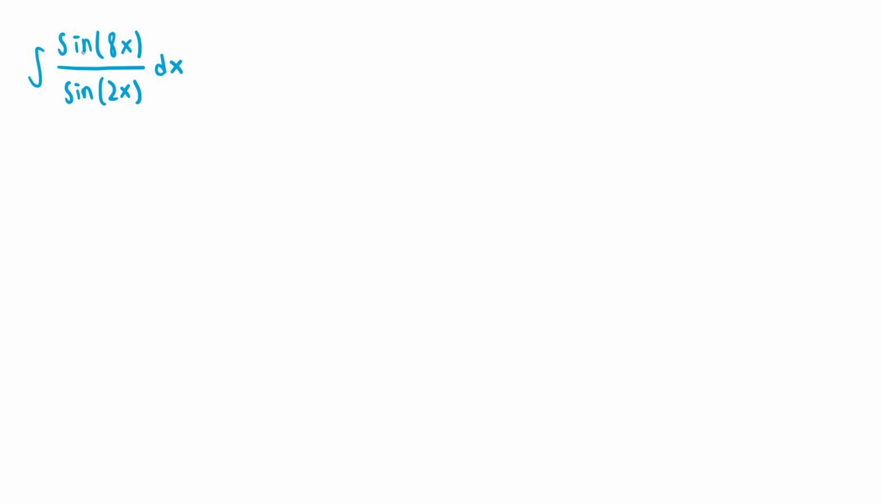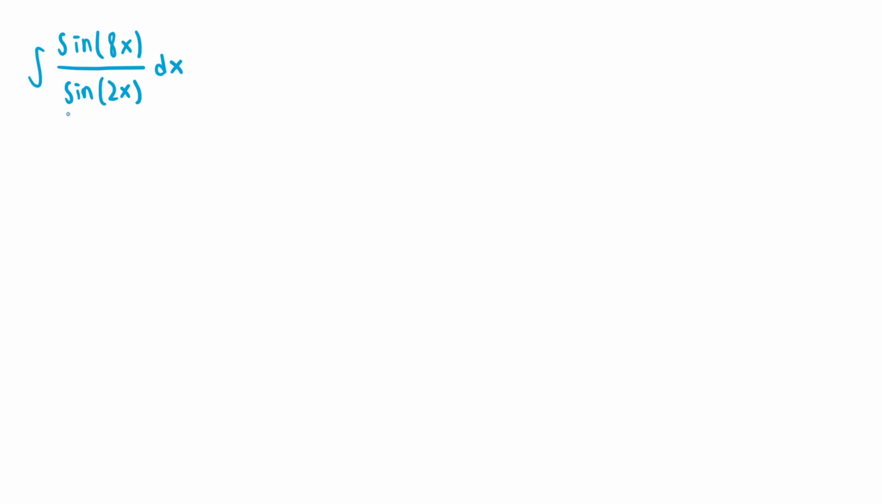So let's do the integral of sine of 8x over sine of 2x. We have sine terms with different angles as the arguments, which we'll have to deal with using trigonometric identities. But before we do that, let's just simplify this a little by doing a u substitution.